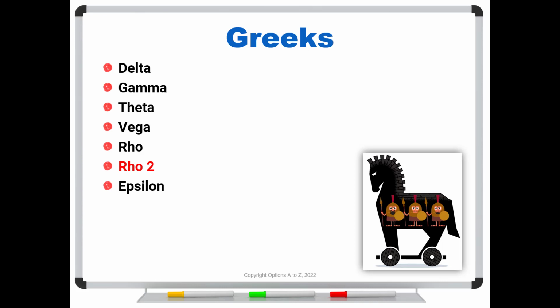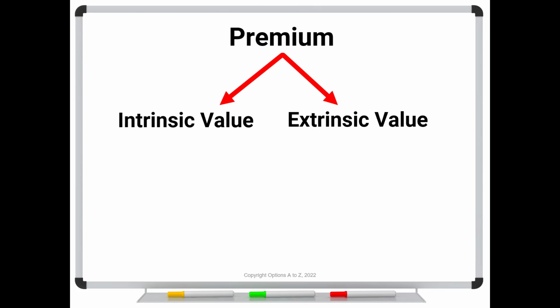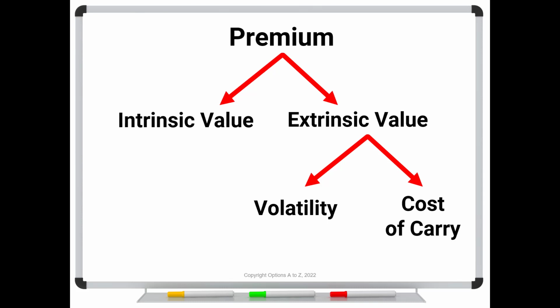In a sense, rho 2 is a way of dividing up rho. In a similar way, think about your option premium. The total price that you pay for an option, we can divide up into intrinsic value and extrinsic value, but we can also divide the extrinsic value. Most people don't think of it this way, but we can divide the extrinsic value into volatility and cost of carry, which is the interest rate portion. In a similar way, we could break that cost of carry down into rho and rho 2.